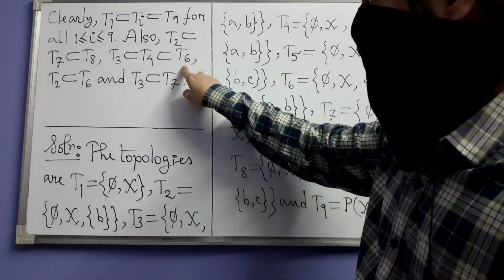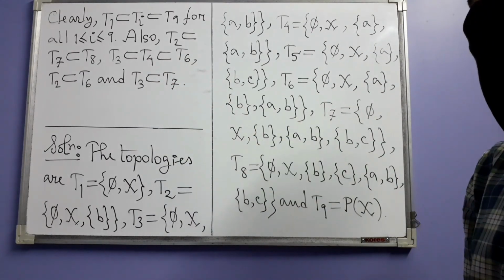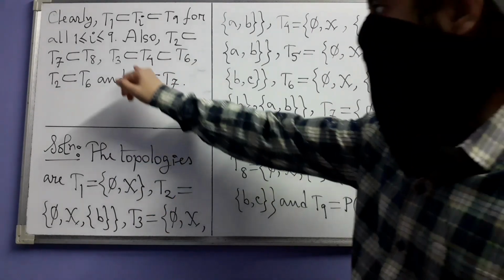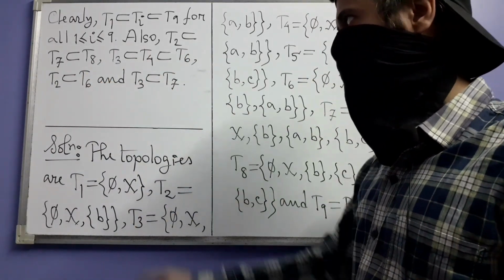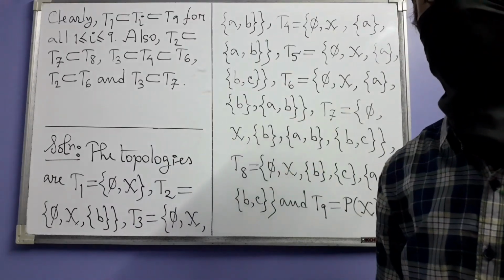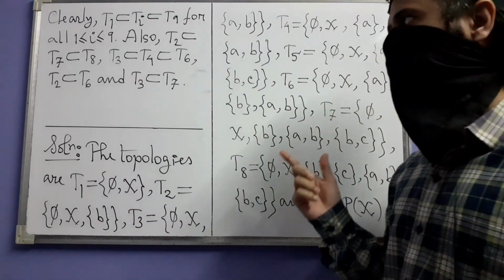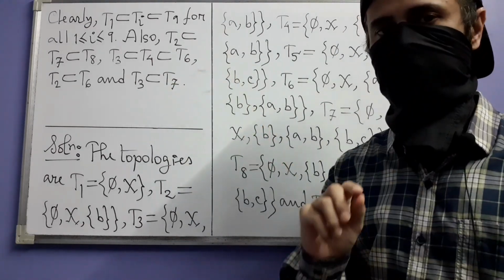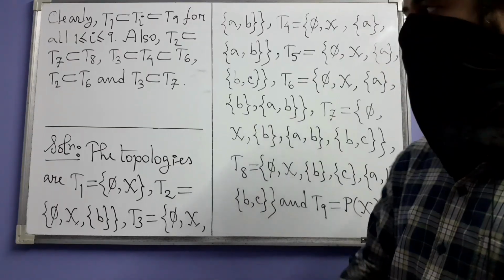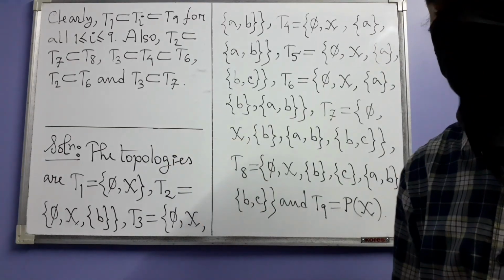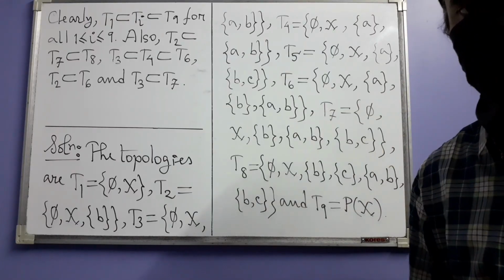Some comparisons are consequences of these things. You have another chain here. T3 is coarser than T4, T4 is coarser than T6. So automatically T3 is coarser than T6. T2 is also coarser than T6 and T3 is also coarser than T7. And the comparisons that you don't get between two topologies, which you can see here, those topologies are not comparable. Okay, so with that understanding, this is your solution. Just to not leave things like this, let us just see one or two containments actually.